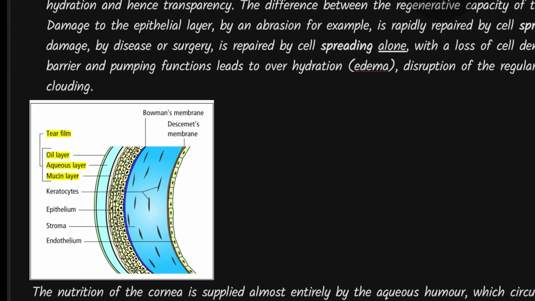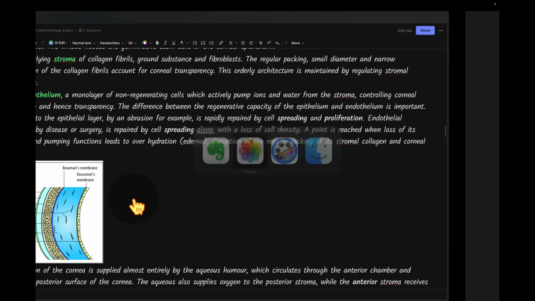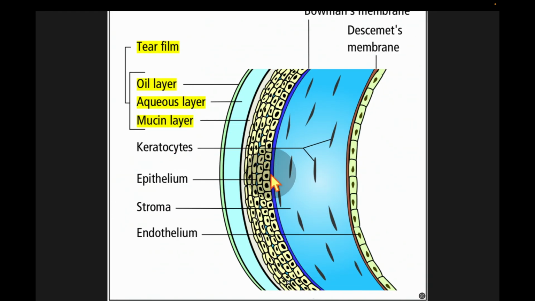Inside to the stroma, you have the endothelium. This is a single layer, a monolayer of non-regenerating cells. This layer actively pumps ions and water from the stroma, and it controls corneal hydration and hence transparency. Now, one very important concept here is that there is a difference in the regenerating capacity between the epithelium and the endothelium. What is the meaning of this?